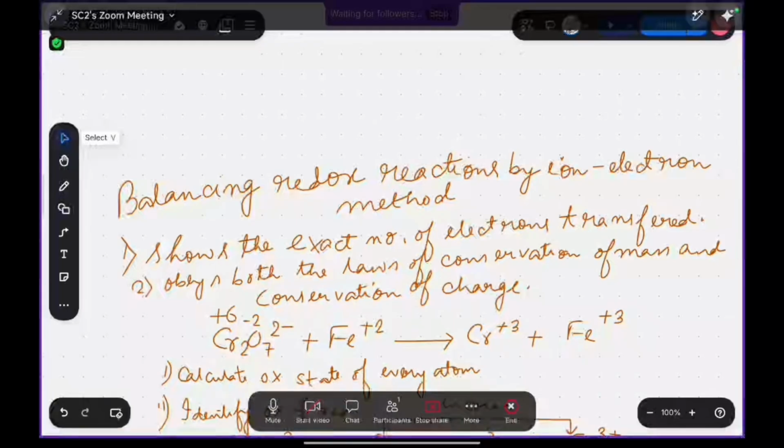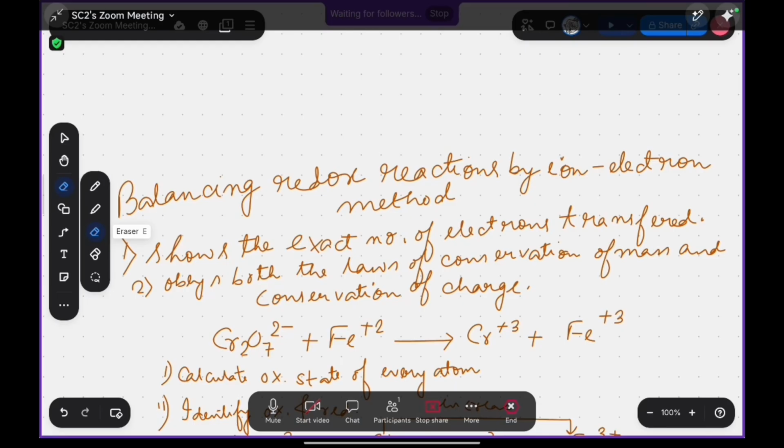Say, for example, we are discussing the dichromate ion. The reaction of dichromate ion, Cr2O7 2-, with Fe2+, ferrous, producing chromium 3+ and Fe3+, that is ferric ion. So when you are given this kind of reaction, what do you need to do? As I said, the ion-electron method follows some rules. The first rule is to find out the oxidation state of every atom involved in the reaction.